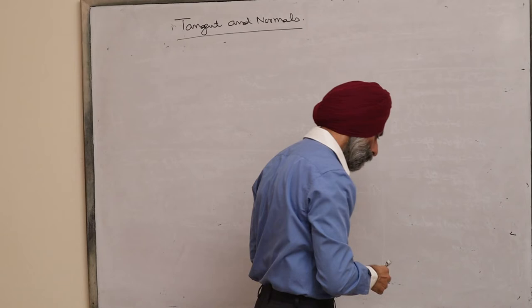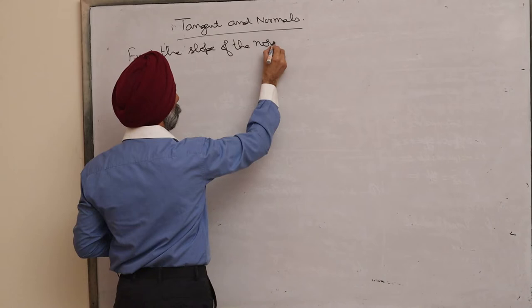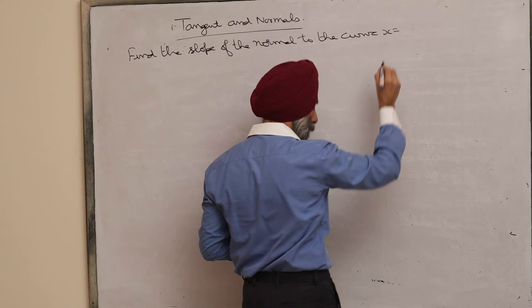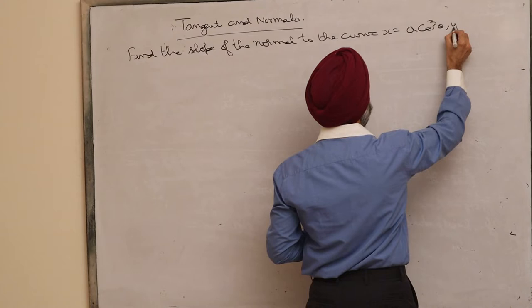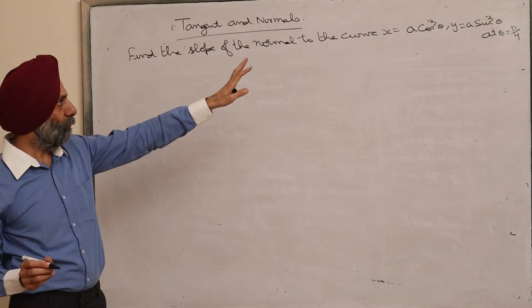Now next is find the slope of the normal to the curve x is equal to a cos cube theta, y is equal to a sin cube theta at theta is equal to pi by 4. So this is the parametric representation of the curve, and we have to find the slope of the normal to the curve at theta. Theta is a parameter here.